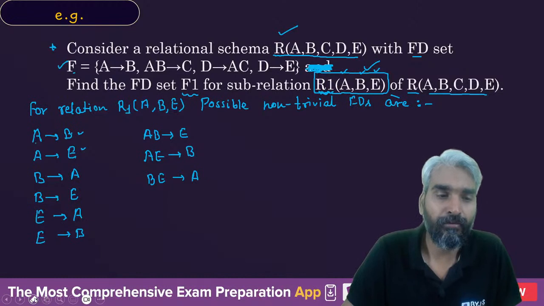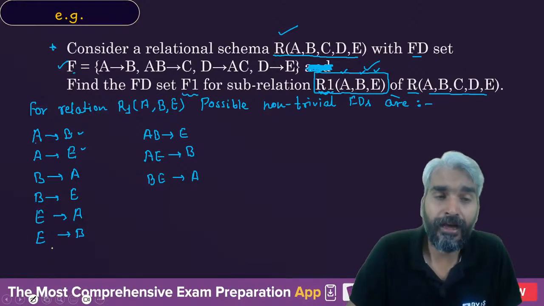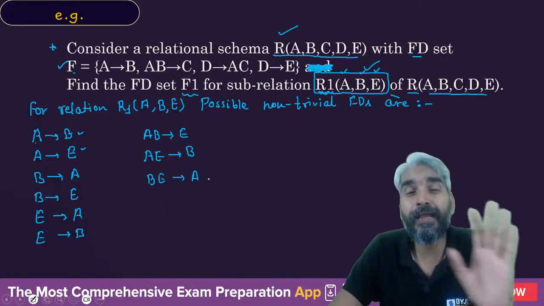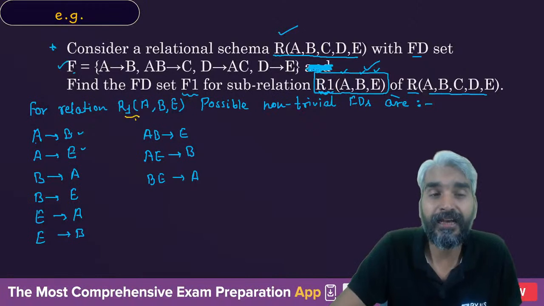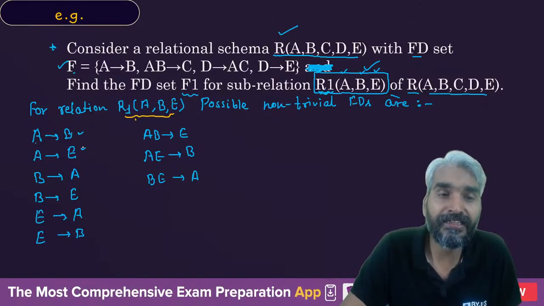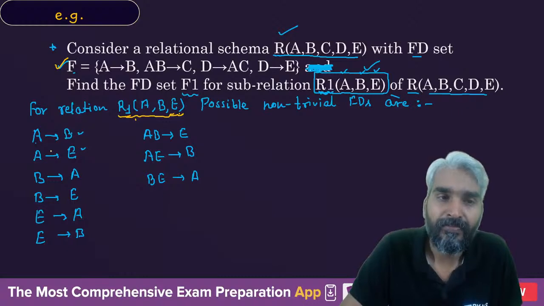So that's the idea. What happened now? Now we have identified all the non-trivial FDs which may be present in the relation R1. Now you need to check which of the following FDs may hold true in this relation R1 with respect to this FD set F. So what you need to check? You need to check the closure of A with respect to F.